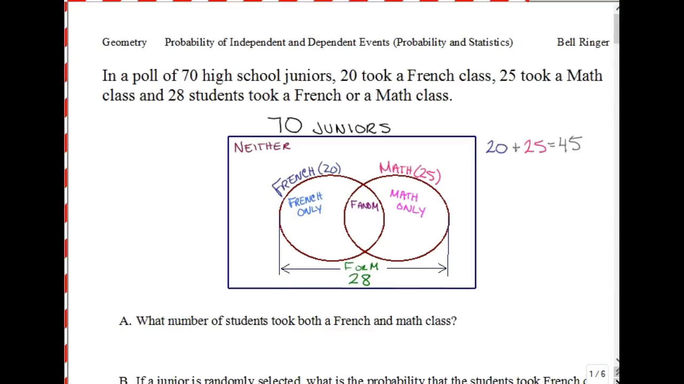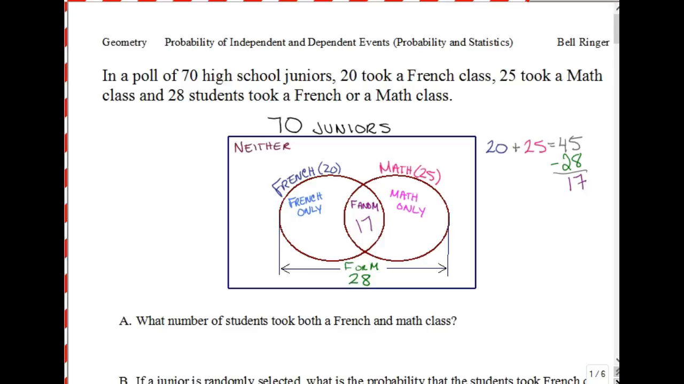If we were to take the 20 French students and the math students and add them together, that would give us 45 people. But 45 people is too much if there are only allowed to be 28 in that area. That means there were 17 people that were counted twice, and they belong in the and section.